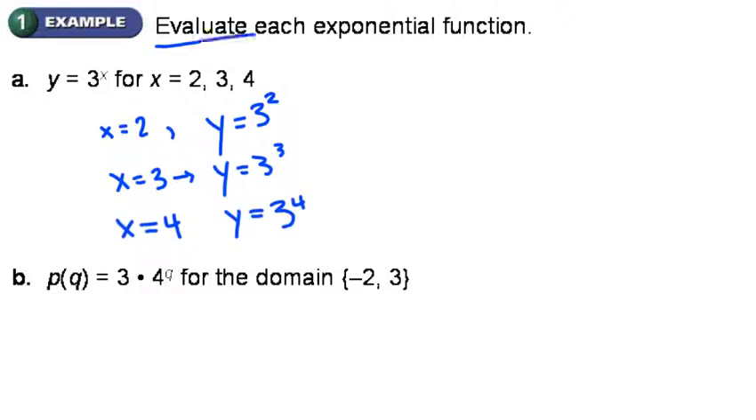Now this does say to evaluate, so you do want to give the numeric representation of this. So this is going to be 9, this one is going to be 27, and this one is going to be 81. All right? Okay, so that is the answers. When x is 2, y is 9. X is 3, y is 27. When x is 4, y is 81.